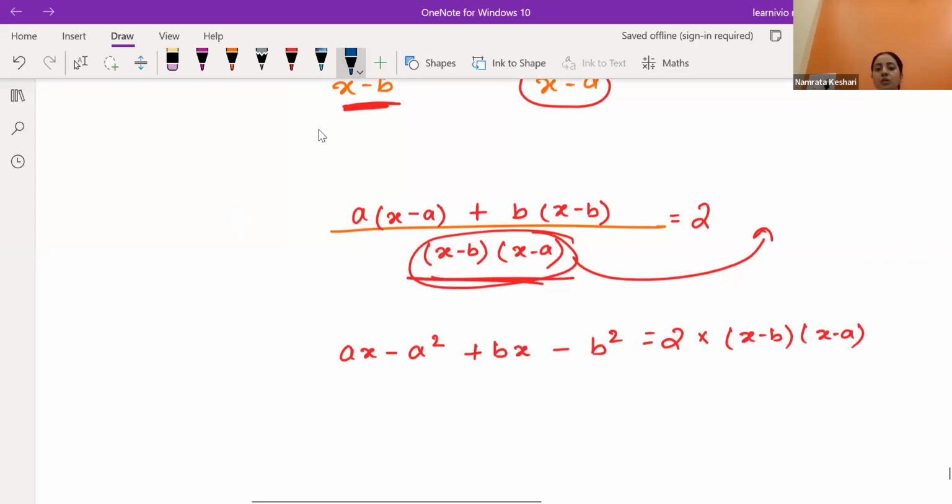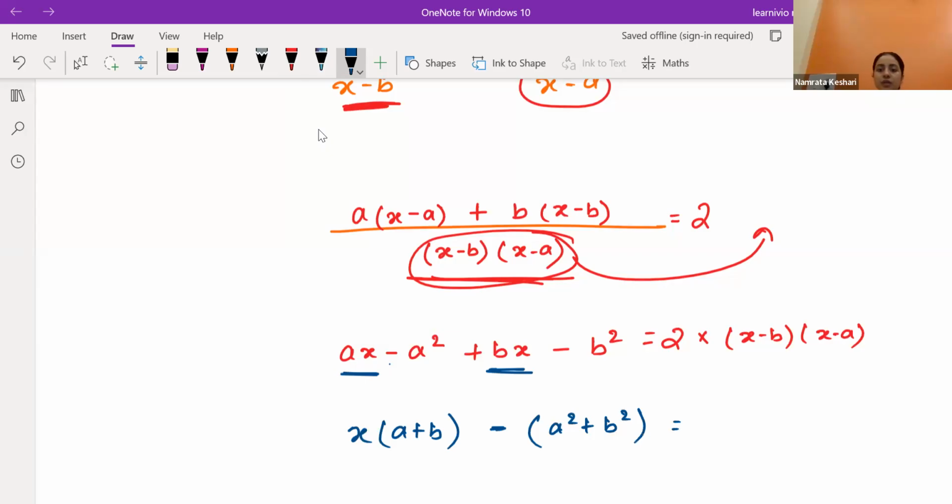Now let's keep these x terms together. So ax, bx, x we can take out common. We'll be having a plus b. And this minus a square minus b square, we can write them together. Minus a square plus b square, it will be equal to 2 times x minus a, x minus b.